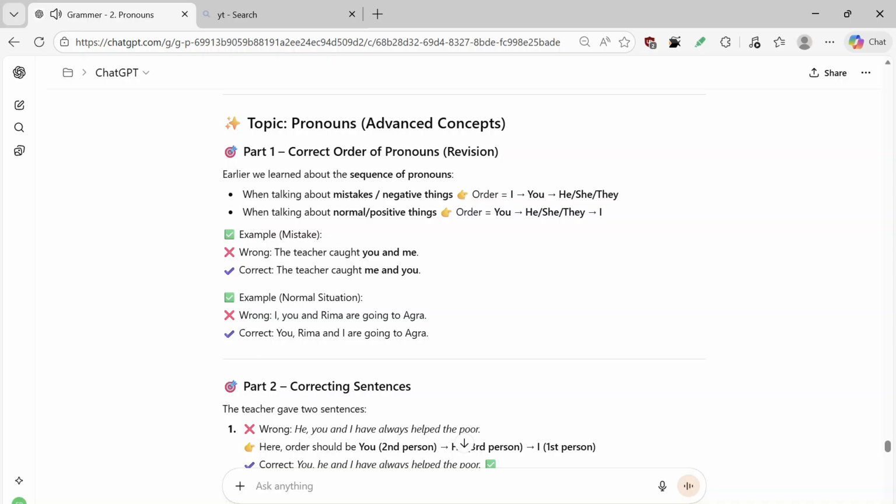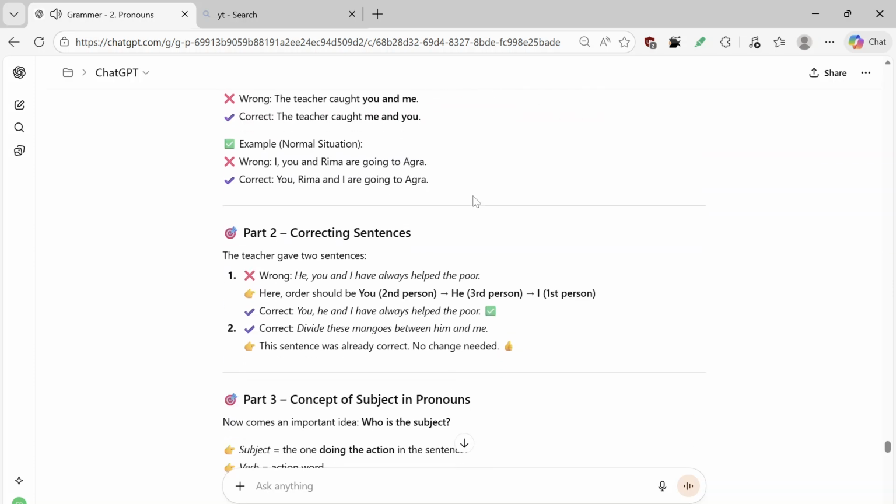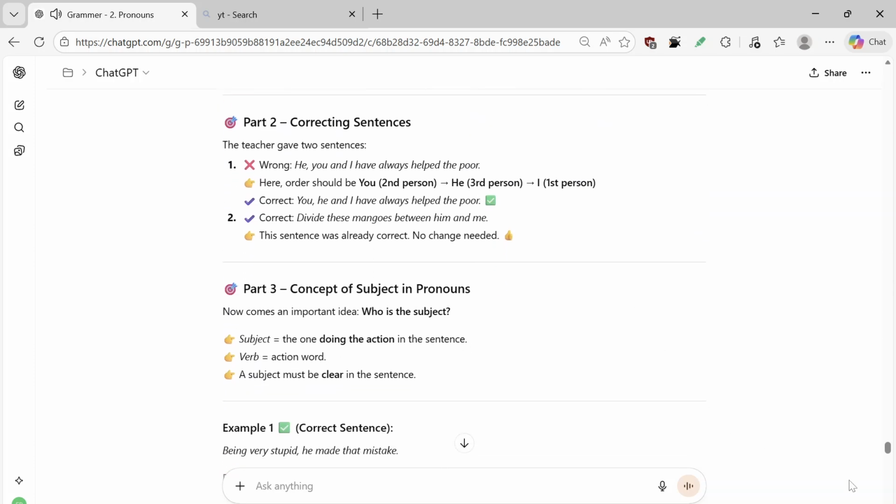Part 2, correcting sentences. The teacher gave 2 sentences. 1, wrong: he, you, and I have always helped the poor. Here, the order should be you, second person, he, third person, I, first person. Correct: you, he, and I have always helped the poor. 2, correct: divide these mangoes between him and me. This sentence was already correct. No change needed.